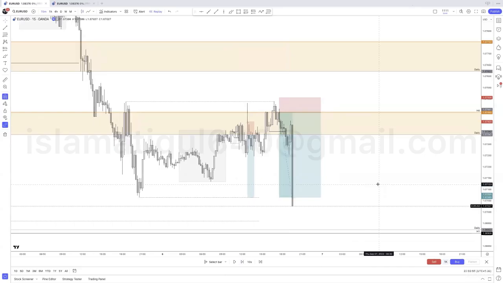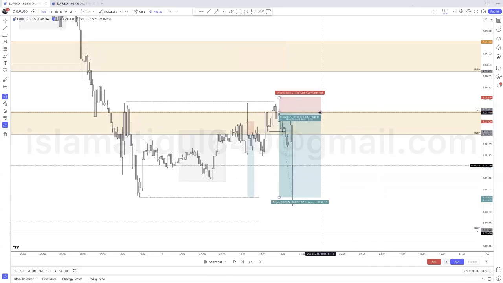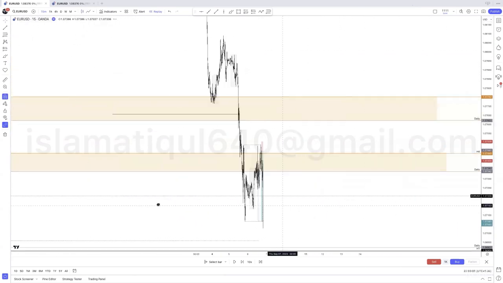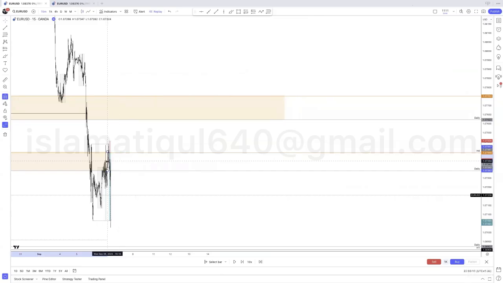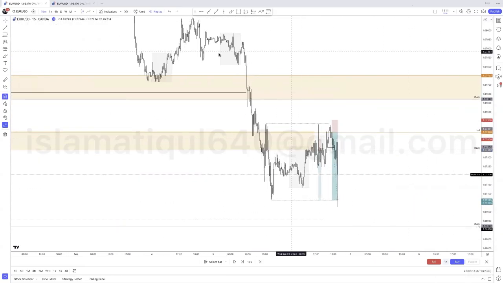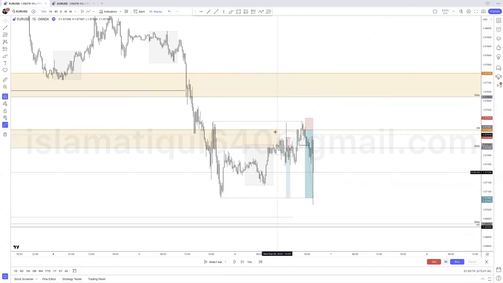Let's see. Yeah, there it is. So the loss is covered. We don't have to worry about losses as long as we follow the trading plan. So the zone held. See that? The zone held, but on the lower time frames, it's crazy. On the lower time frames, they're just messing around.